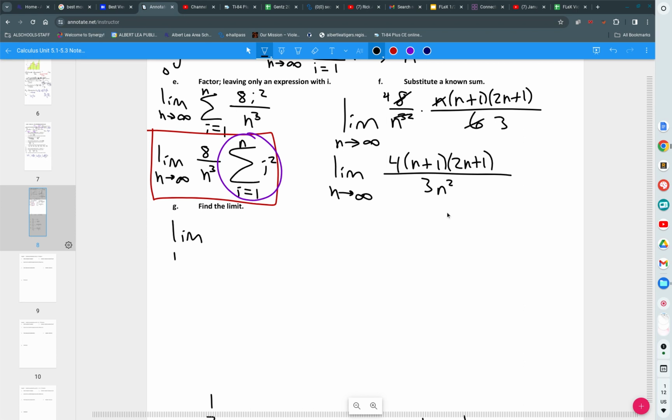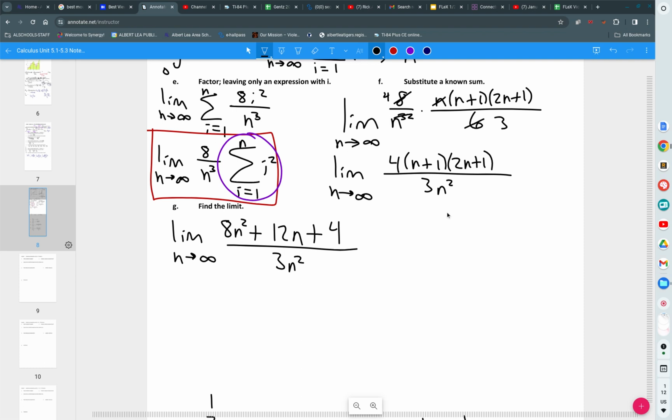Now I'm going to have the limit as n goes to infinity of, let's multiply the top out. I will have n times 2n gives me 2n squared. Multiply it by the 4, 8n squared. Plus, what am I going to get in the middle? 3n times 4 is 12n. And then 1 times 1 is 1 times 4 is 4. All divided by 3n squared.